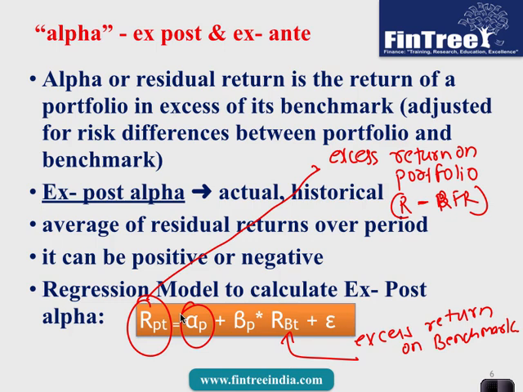Now let me rewrite this equation here. Excess return on the portfolio is equal to alpha plus beta multiplied with excess return on the benchmark plus a random error term. This regression equation in a way would produce the same results, if you're dealing with single time period data, which otherwise the CAPM equation will produce for you.